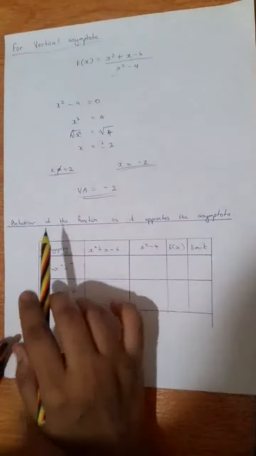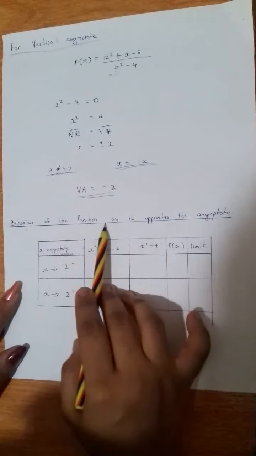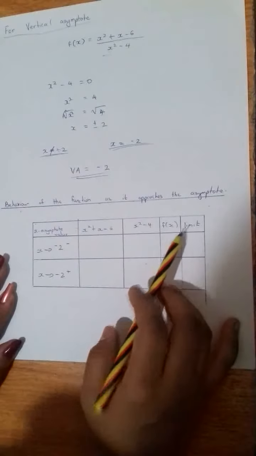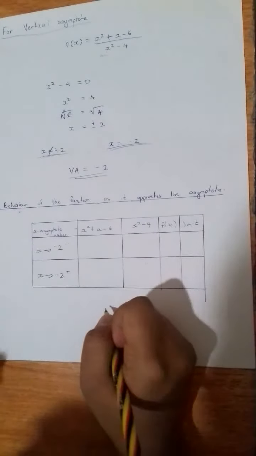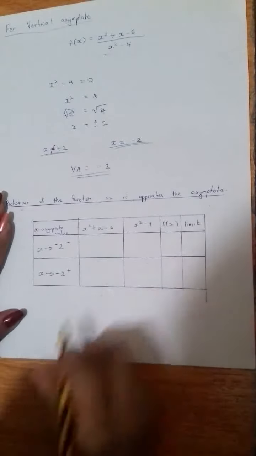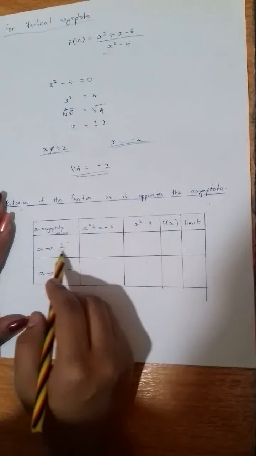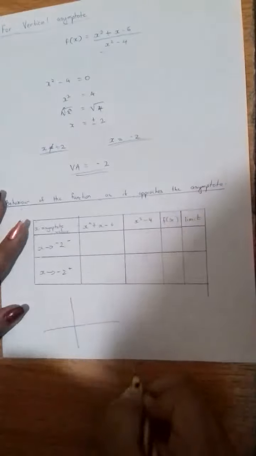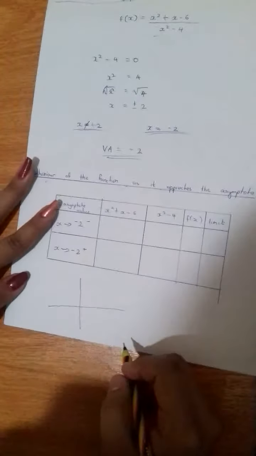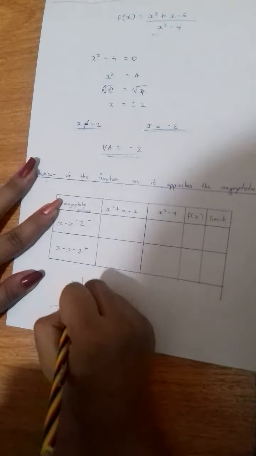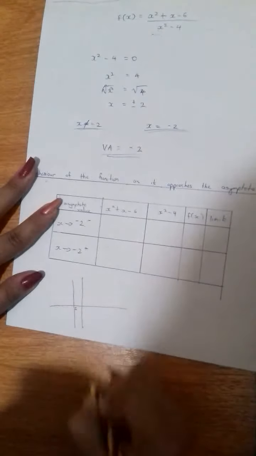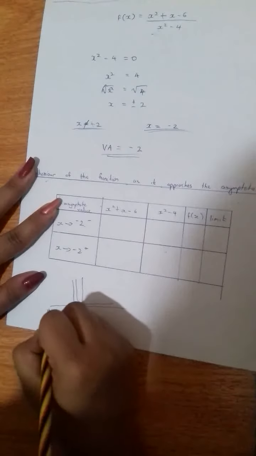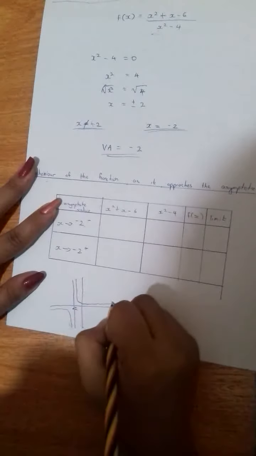Now let's look at the behavior of the function as it approaches the asymptotes. Here we're going to look at how the function behaves as it approaches the vertical asymptote negative 2. Let me just draw the graph here. The graph will basically look like this, since this is our vertical asymptote, negative 2. So this is how our graph looks.